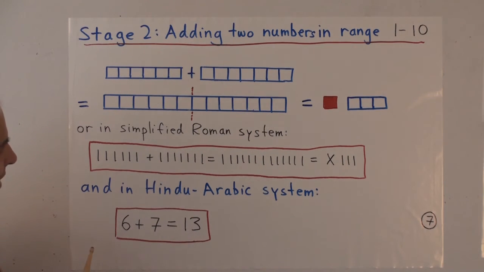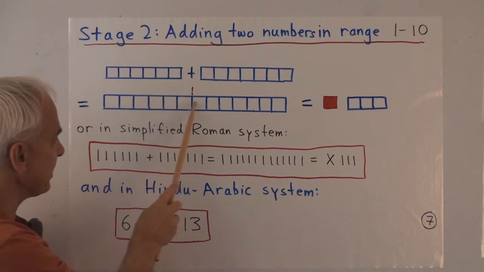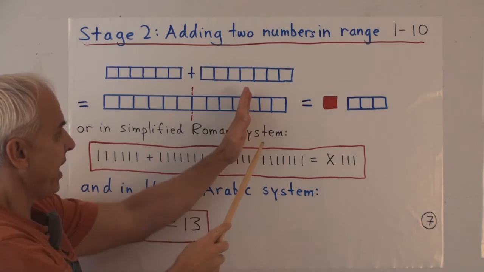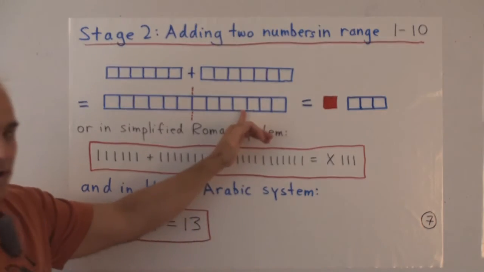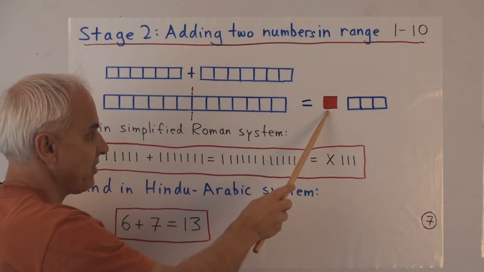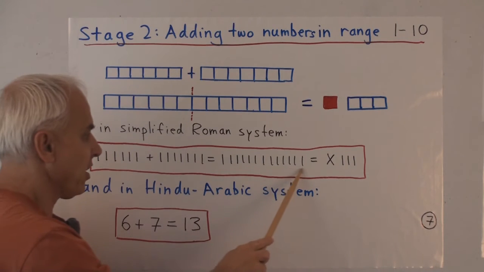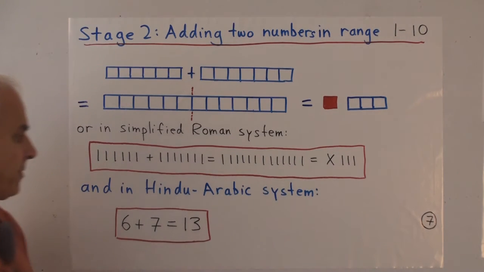And I remind you that the idea to simplify our expression for such a longish number is to peel off a 10. 1, 2, 3, 4, 5, 6, 7, 8, 9, 10. And represent that 10, say, by that one red square. And then there will be 3 left over. So we end up with 10 as well as 3. In the simplified Roman system, this would be represented by having 6 there, 7 there, and there is our 10, 3.